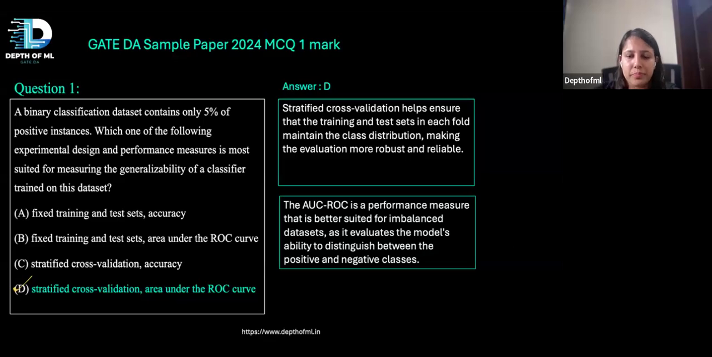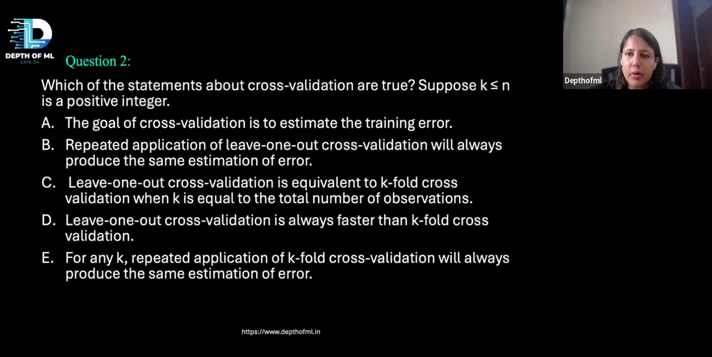Clear? Fine. Okay. Now let's do question 2. So you have to tell me which of the statements about cross validation are true. And suppose k is less than or equal to n, a positive integer. So there are multiple. So this is an MSQ actually, multiple select question. So the question is asking, we have to talk about each and every statement and see which one is the correct option.